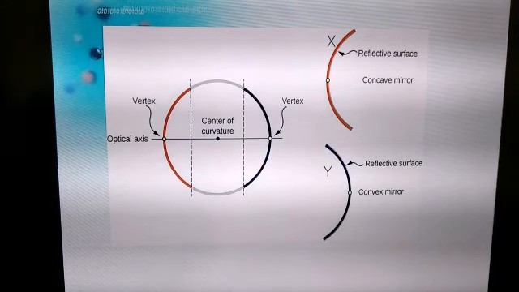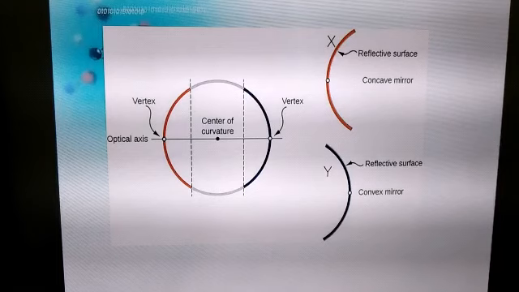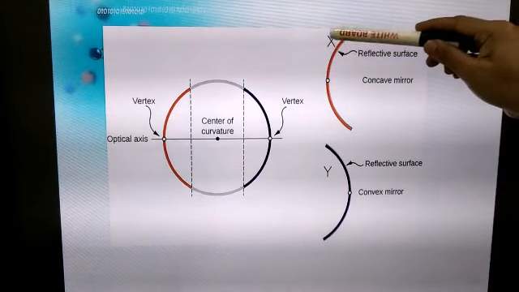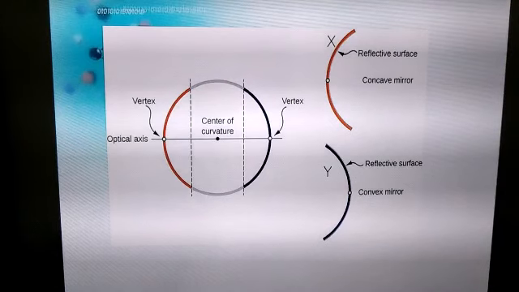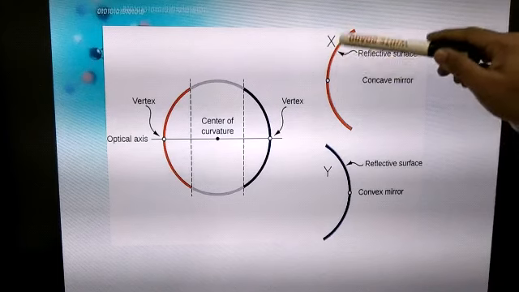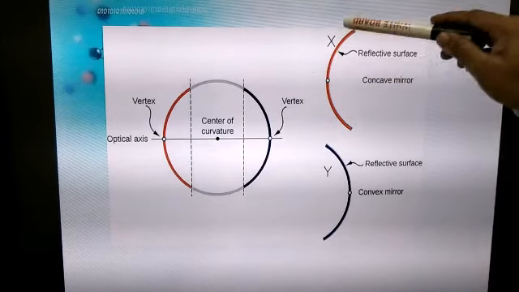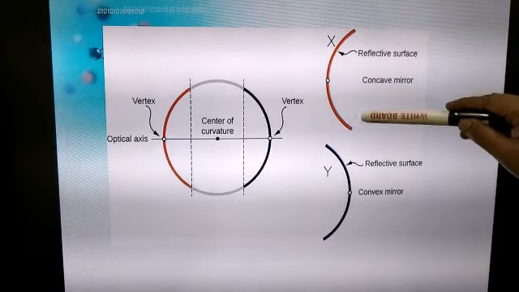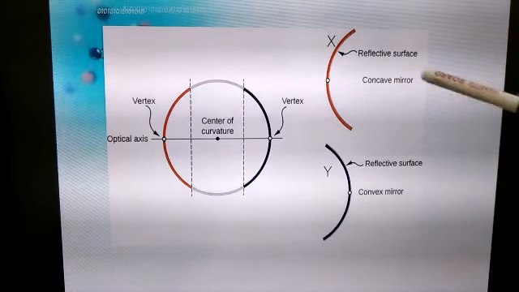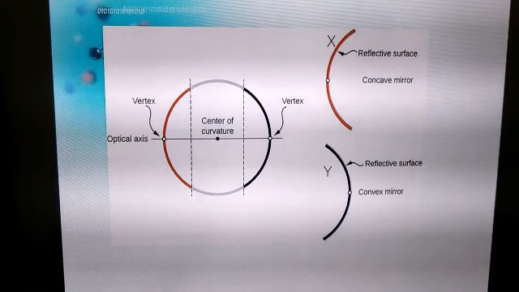Now if we take the first mirror, that is if we take this particular part of the mirror, here you can see that I have named the outer part of the mirror as X. So if this outer part of the mirror is silvered, then the inner surface of the mirror becomes the reflecting surface. Such a mirror is called a concave mirror.